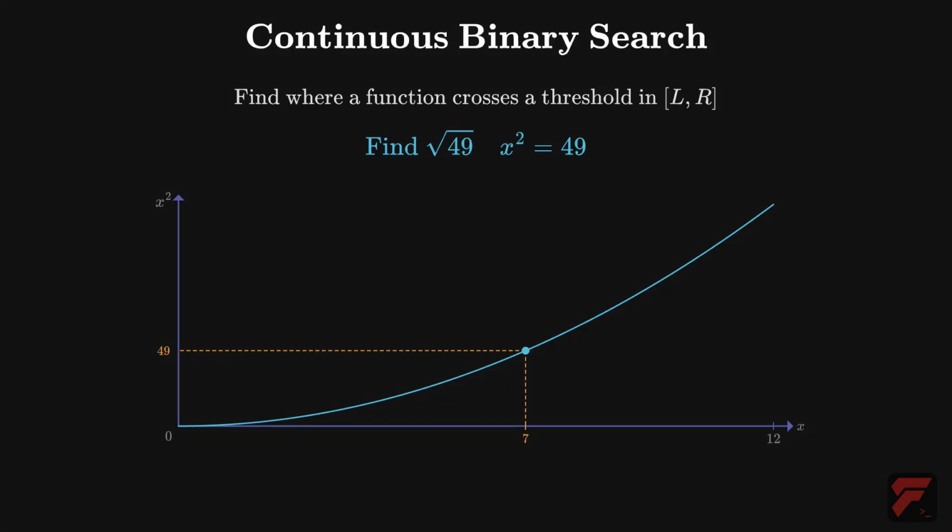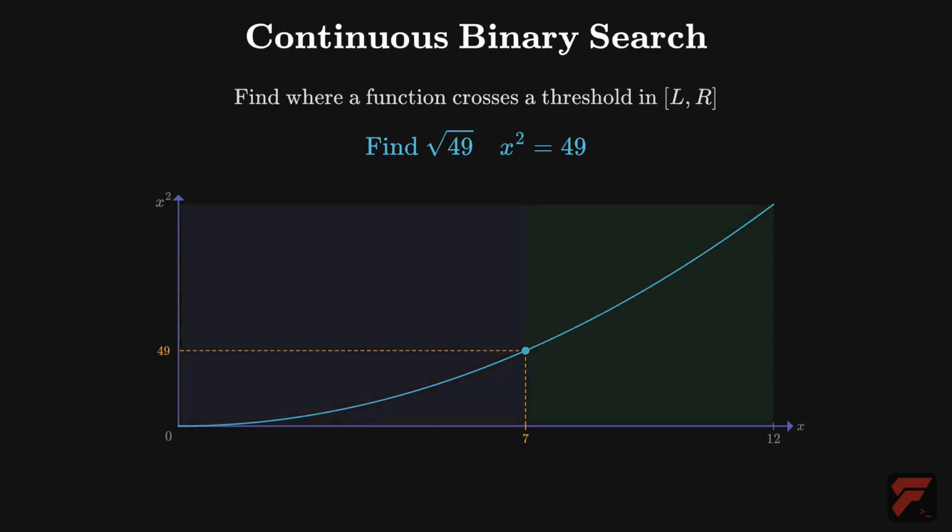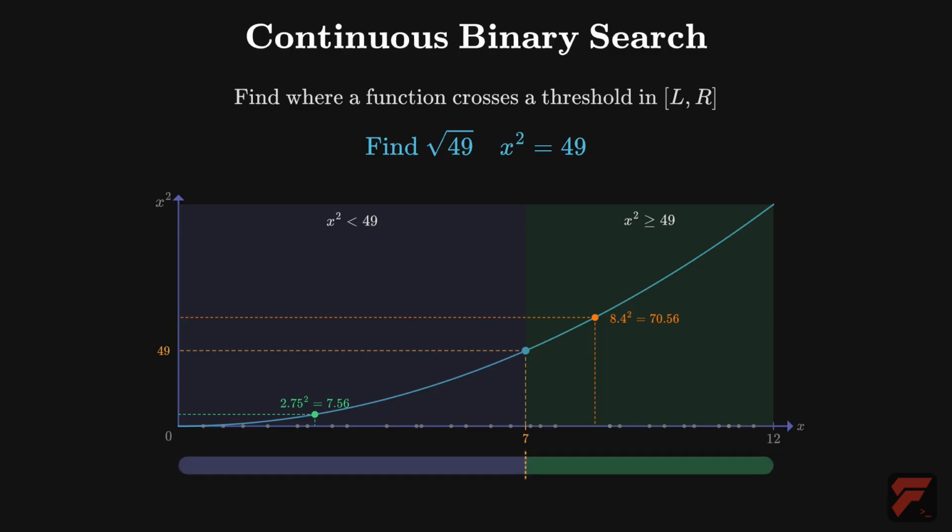Think of it this way: for every x, either x squared is below 49 or it is at least 49, a predicate that flips from false to true. But there are infinitely many numbers between 0 and 12. We can see the answer on the graph, but a computer cannot look. It can only test one value at a time, and it will never land on 7 exactly by guessing. Same pattern we saw earlier, a boundary that splits the domain into false and true. Now we just need to find it.